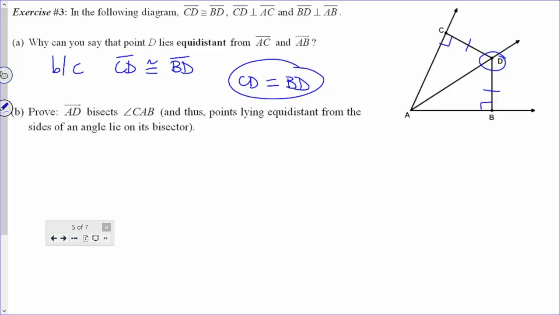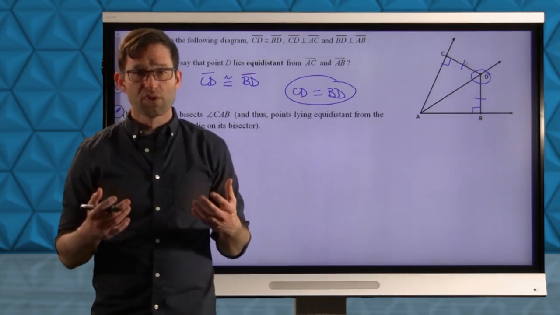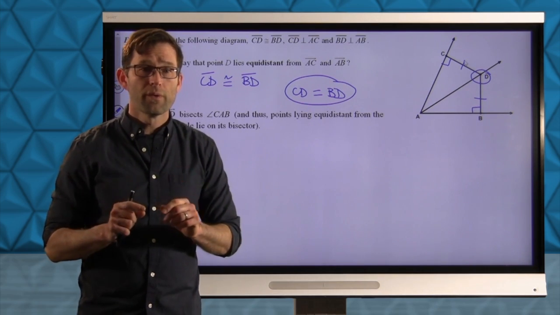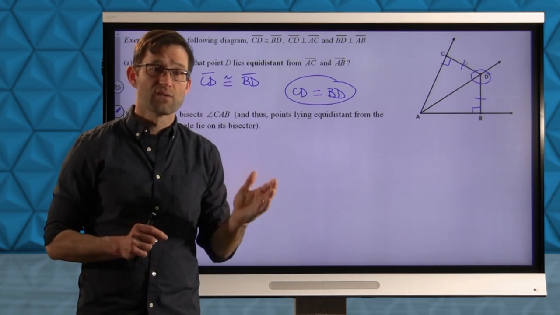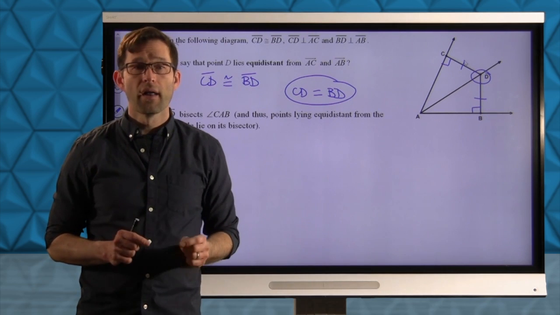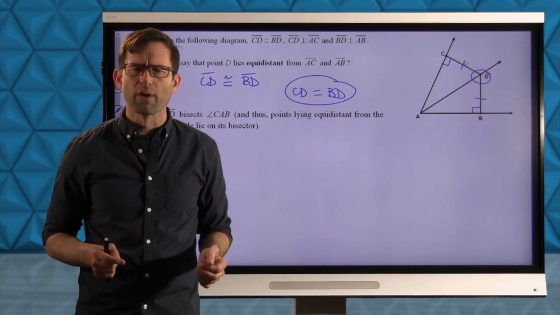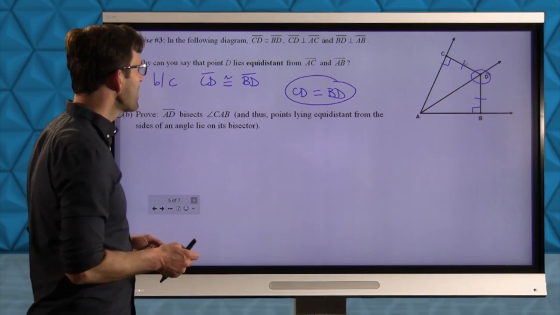It says prove that ray AD bisects angle CAB, and thus points lying equidistant from the sides of an angle lie in its bisector. So here's the important result. One of the interesting results from hypotenuse leg is that you can prove that any point that lies equidistant from one ray of an angle as it is from the other ray of the angle must lie on the angle bisector, which probably makes sense, but let's now go ahead and prove it. And we're going to use hypotenuse leg. Okay? So, let's take a look.